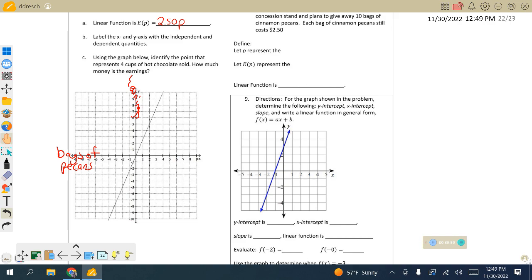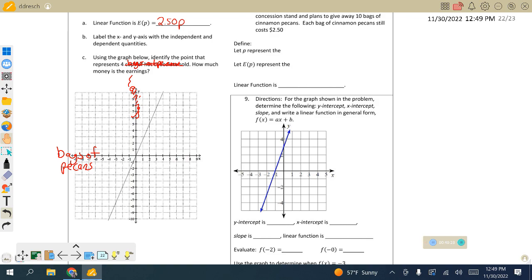So as we get to letter C here, we can use the graph to figure out where we are at. Okay, we're not giving anything away, are we? So we should already be in the positive. And I didn't change that, did I? 4 cups of, let's go with 4 bags of pecans.